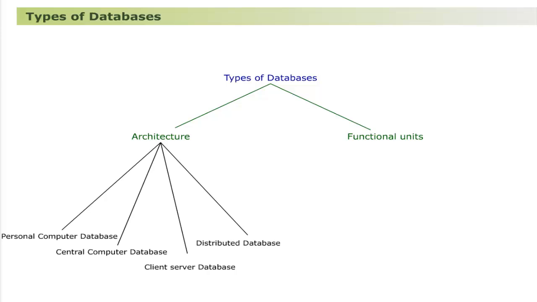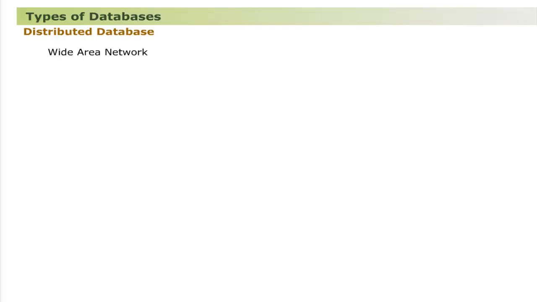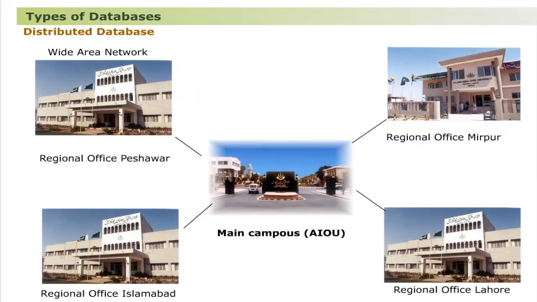Distributed database. This type of database is developed on a wide area network and is suitable for those organizations which are operational in widely spread geographical locations. Let us now discuss some important characteristics of distributed database. These are: Number 1, it satisfies the needs of many users at any given instant of time.